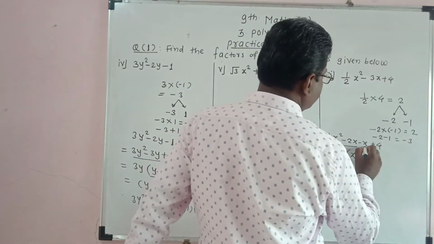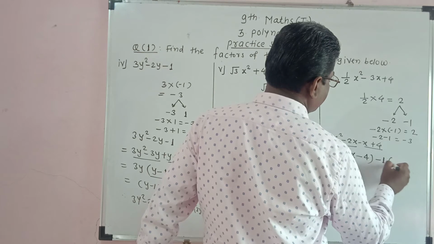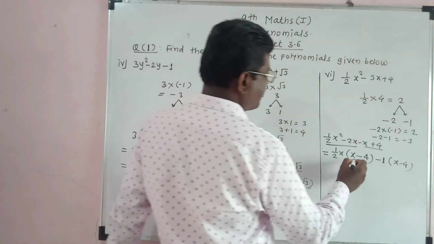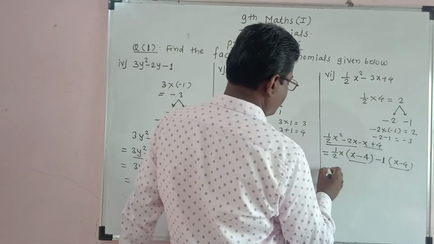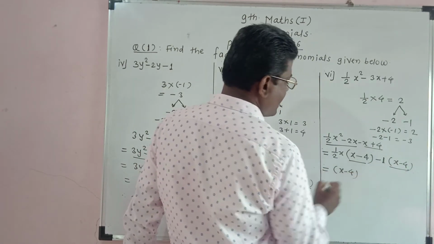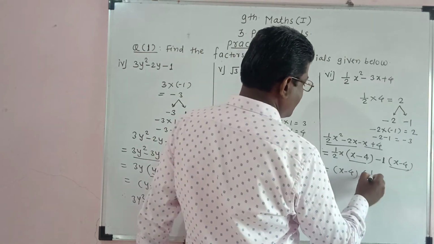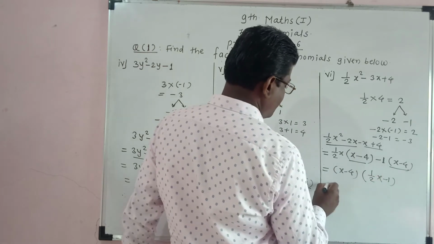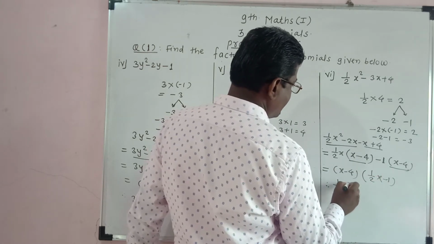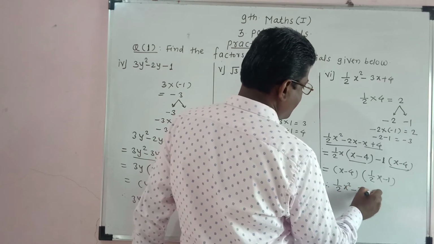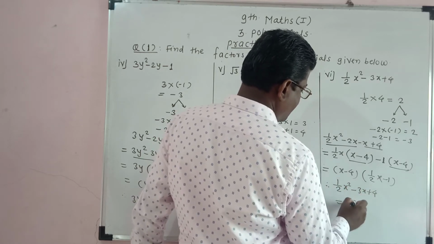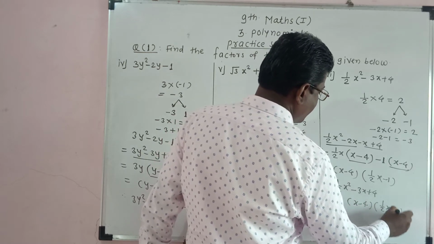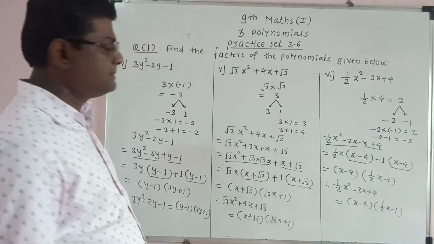Now from these two terms take minus 1 common. So in bracket it will be x minus 4. So x minus 4 is a common bracket. So we write x minus 4 in first bracket, and in second bracket we write 1 upon 2x minus 1. Therefore our answer is 1 upon 2x square minus 3x plus 4 is equal to x minus 4 in first bracket and 1 upon 2x minus 1 in second bracket.